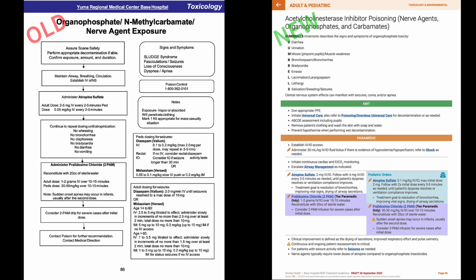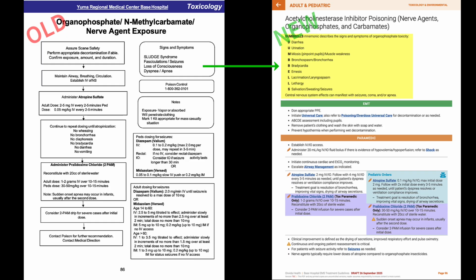Let's start with signs and symptoms. The old guideline used the classic SLUDGE mnemonic: salivation, lacrimation, urination, diarrhea, GI distress, and emesis. The Ohvida version replaces that with DUMBBELS, a more widely taught and more complete toxidrome mnemonic.